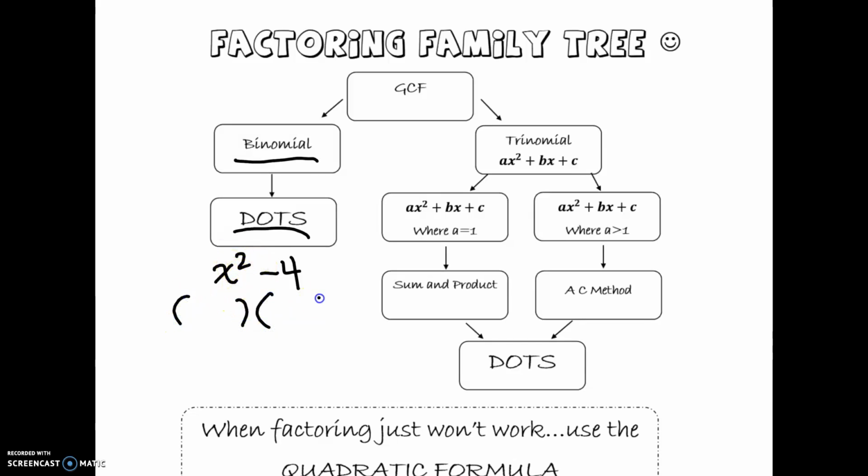So if I were to factor this, I would get an x in both places. The square root of 4 is 2. So remember, we're not cutting it in half, we're taking the square root. And then these two factors should have opposite signs. So that would be how you factor using DOTS.